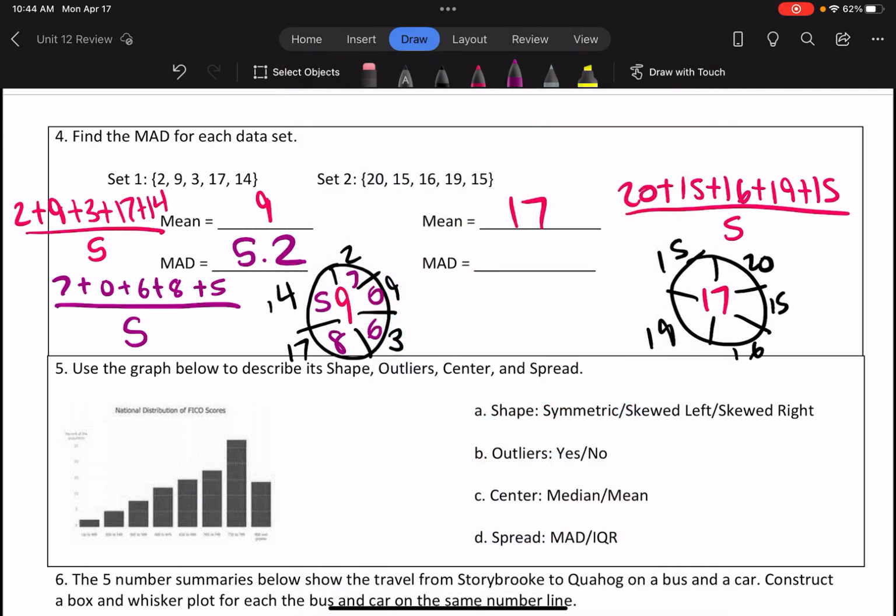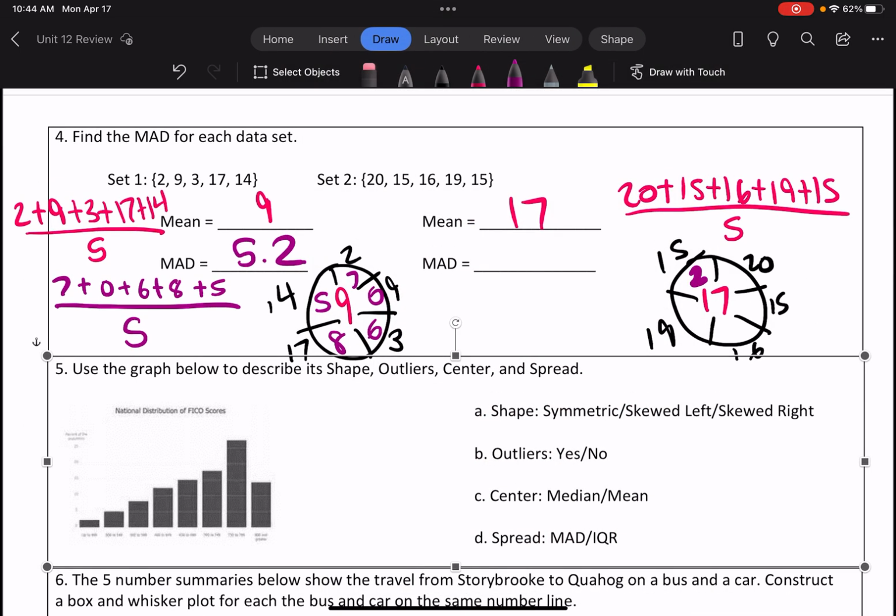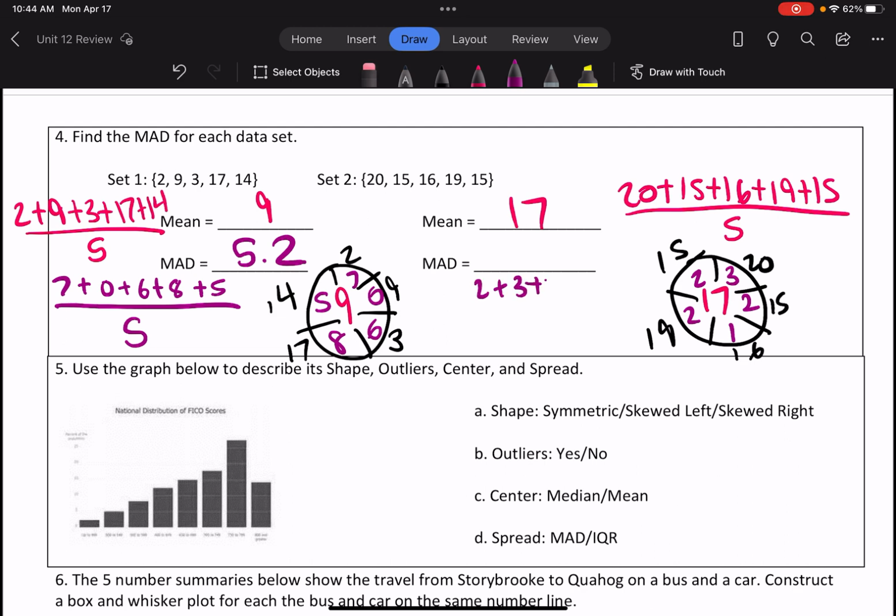So 17 to 15 is 2. 17 to 19 is also 2. 17 to 16 is 1. 17 to 15 is 2. And 17 to 20 is 3. So these are pretty close together. I'm going to add them up. So 2 plus 3 plus 2 plus 1 plus 2, and divide it by 5. So 2 plus 3 plus 2 plus 1 plus 2 is going to give us 10. Divided by 5 will give us a MAD of 2. Which means that our data is approximately 2 units away from each other.